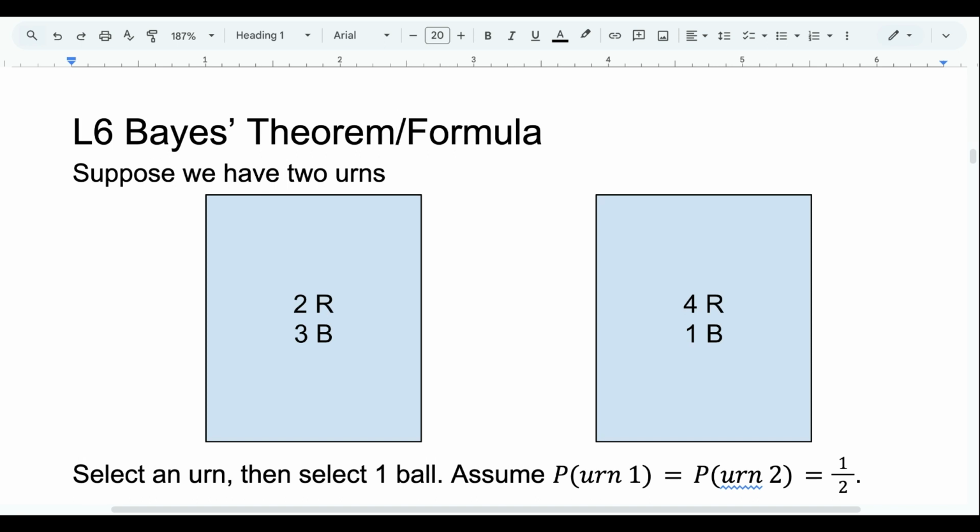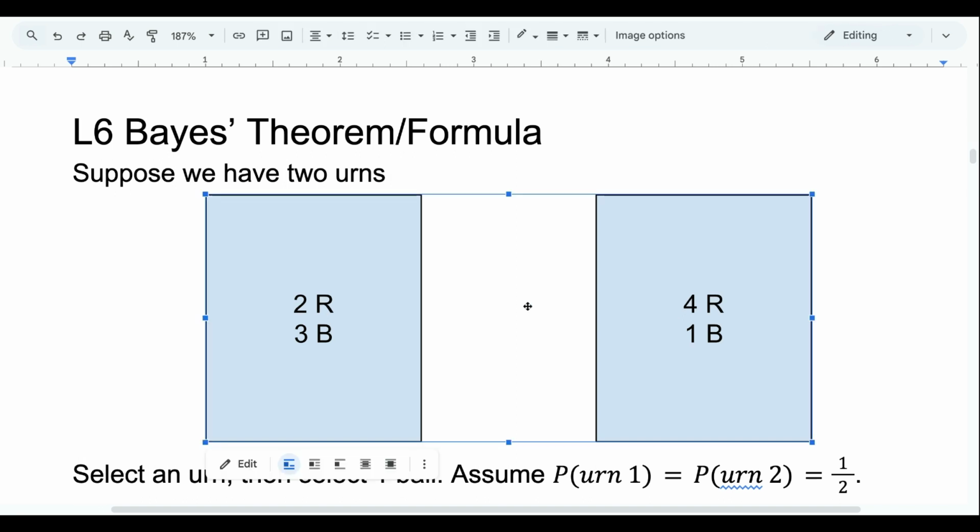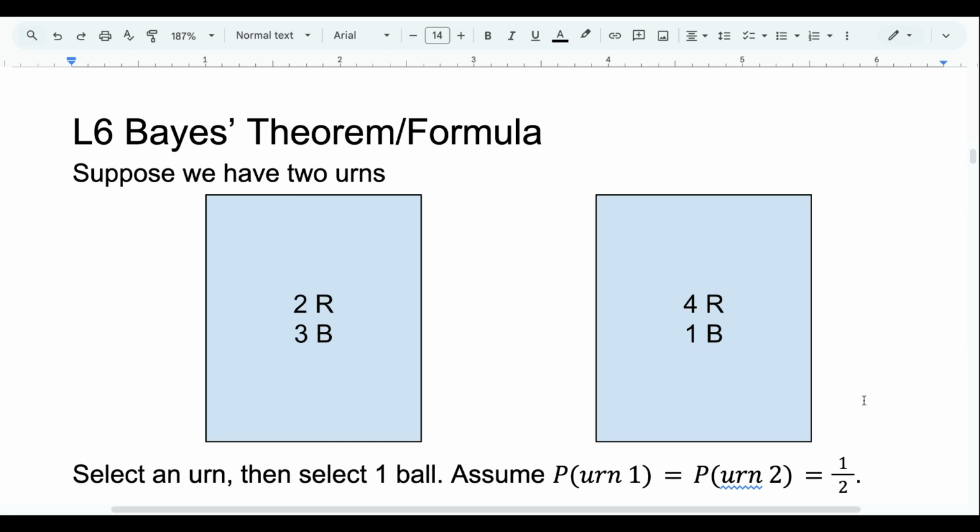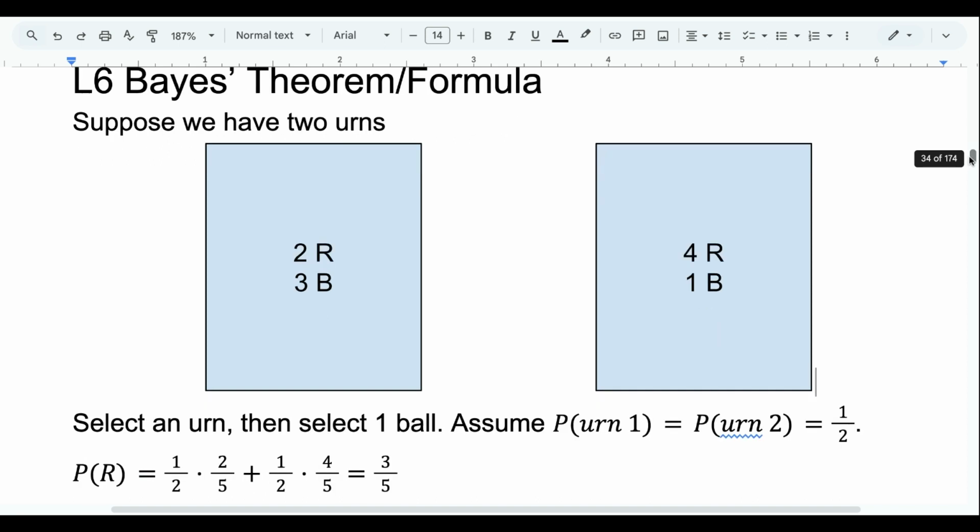Suppose we have two containers or urns. One contains two red and three blue marbles. The other has four red and one blue. And we're going to assume that the probability of selecting each urn is 1/2, 50-50. So the probability of selecting a red marble with one selection is basically broken up based on each urn.